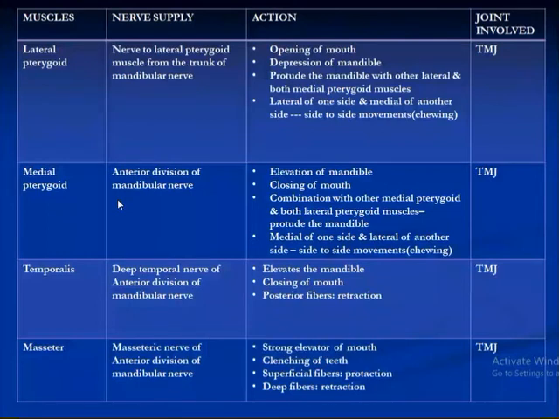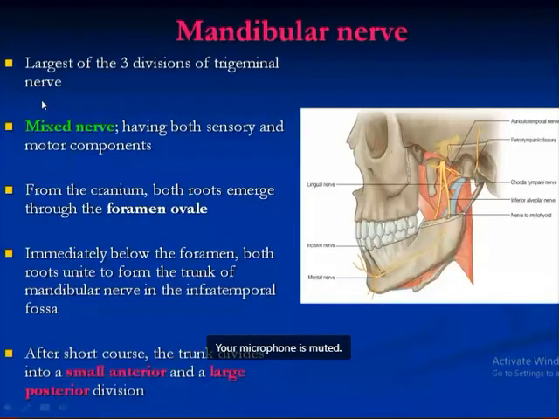Now this one is also a revision for you because I've already taught you the mandibular nerve in the cranial nerve also. When I was teaching the trigeminal nerve, at that time also I had already taught you about the mandibular nerve. So this is the same one. The mandibular nerve is a mixed nerve because it has the sensory part and the motor part. And this mandibular nerve is the largest branch of the trigeminal nerve.